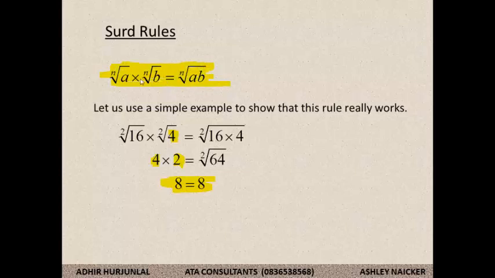Now let's double check further rules. How about something like this? The nth root of a divided by the nth root of b. Now we are saying that's equivalent to the nth root of a divided by b. Again, I'm going to use this very, very simple example to show this point.